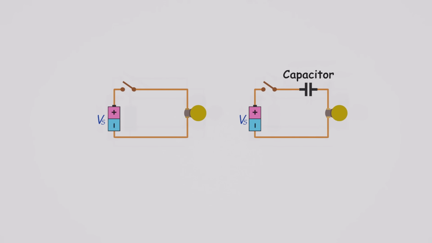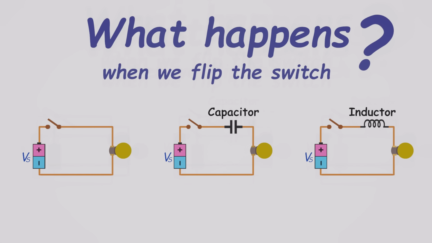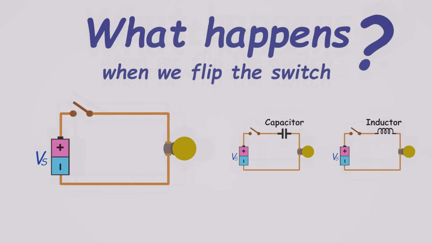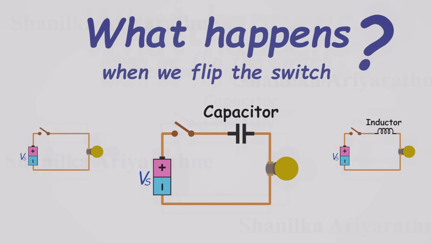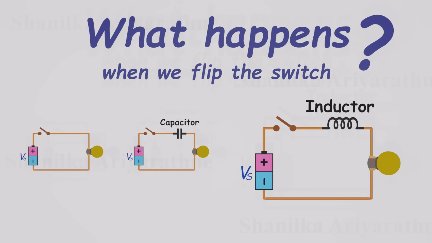Here we've got three simple circuits, but what happens when we flip the switch on each one? Go ahead, take a guess. The first is just a power source and a light bulb. Nice and simple. The second adds a capacitor in series with the bulb. And in the third, we swap that capacitor for an inductor.